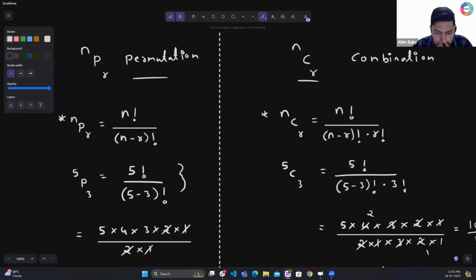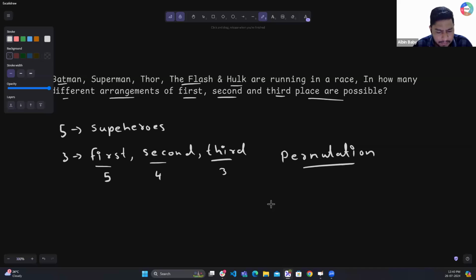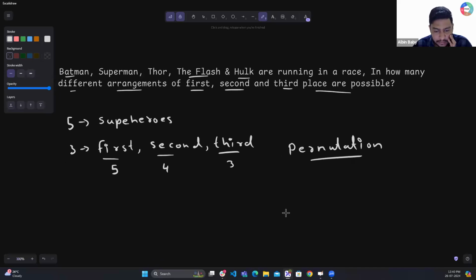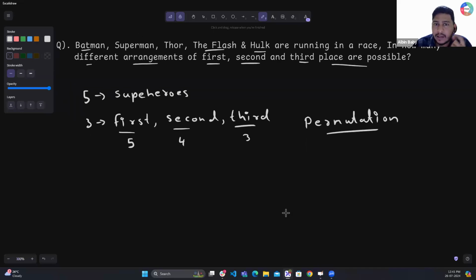It was asked, sorry, third position. So why are you considering the first two? In first, second, third place, there are three positions. So all those arrangements you need to figure out. See, the only thing is here you have a particular order. For getting first, there are five different people. So there are five people running the race, and there is a possibility that out of five, any person can win.